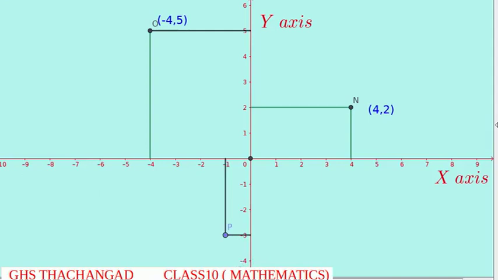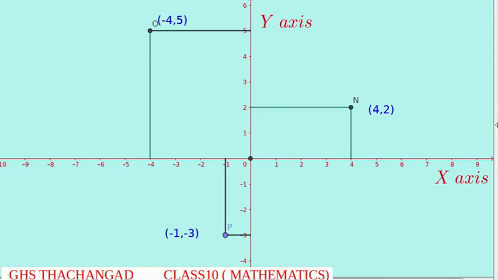Then write its coordinates. How do you write the coordinates? The coordinates are (-1, -3). How do we locate (-1, -3)? -1 is along the x-axis, therefore left side, 1 unit left from the origin. And -3: positive is upward, negative is downward, so 3 units downward.